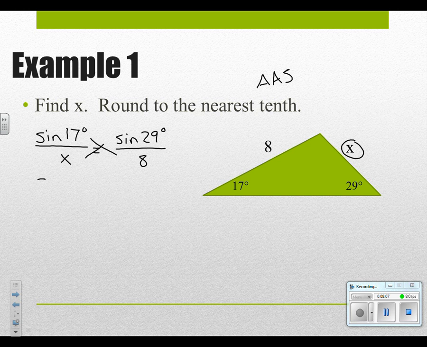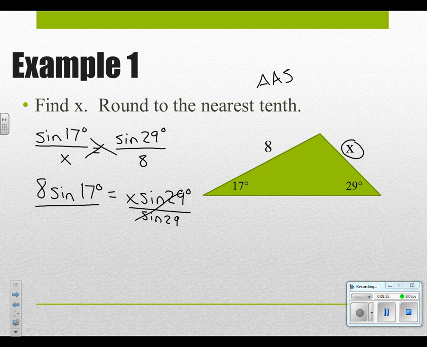So I'd write it as 8 sine of 17 degrees equals x sine of 29 degrees. What am I trying to get by itself? So what's the other thing I need to get rid of? Sine of 29. How would I get rid of that? There you go. So divide both sides by sine of 29.